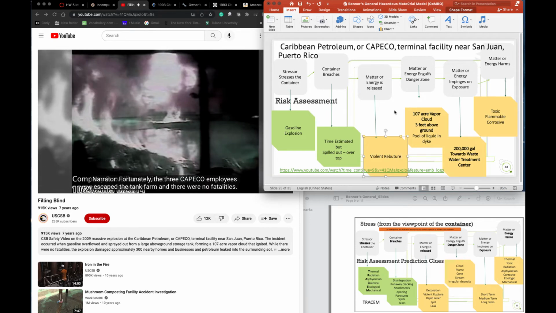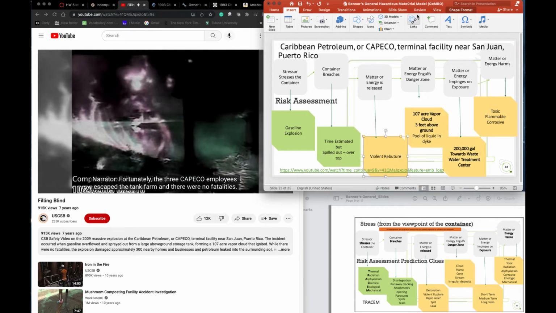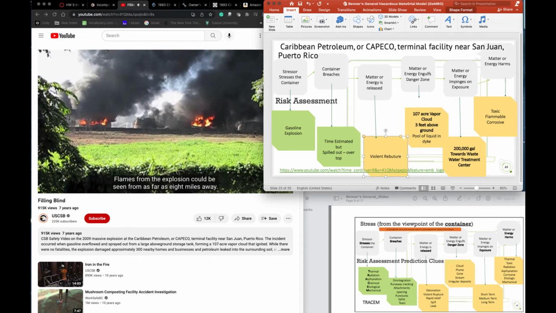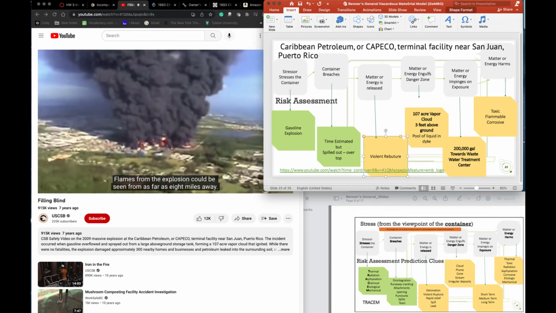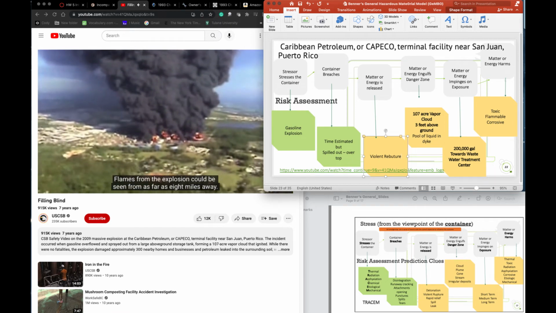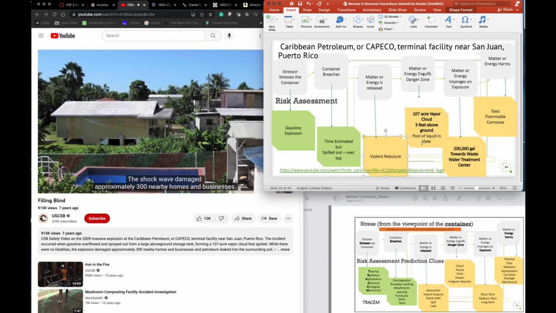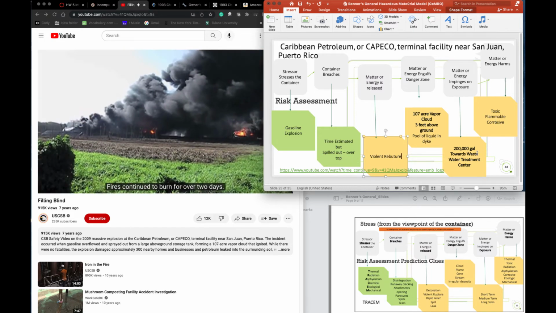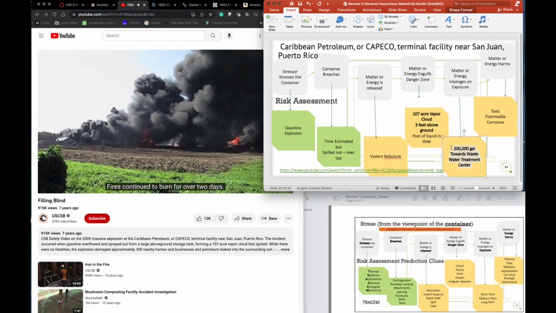Fortunately, the 3 Capeco employees escaped the tank farm, and there were no fatalities. Flames from the explosion could be seen from as far as 8 miles away. The shockwave damaged approximately 300 nearby homes and businesses. Fires continued to burn for over 2 days.